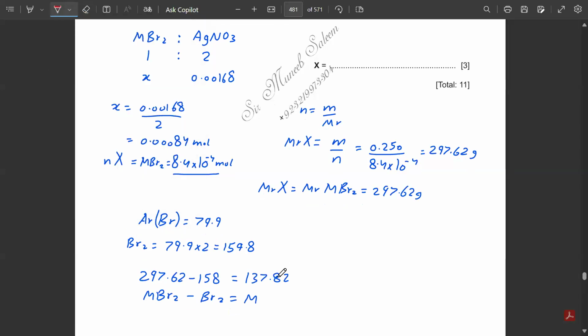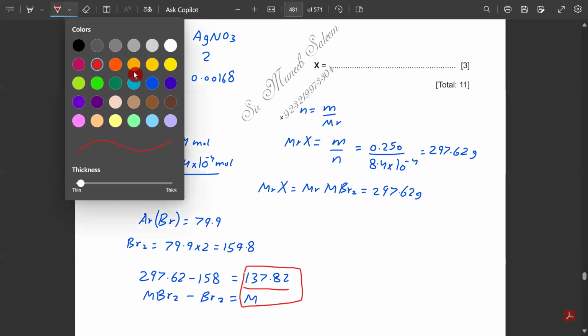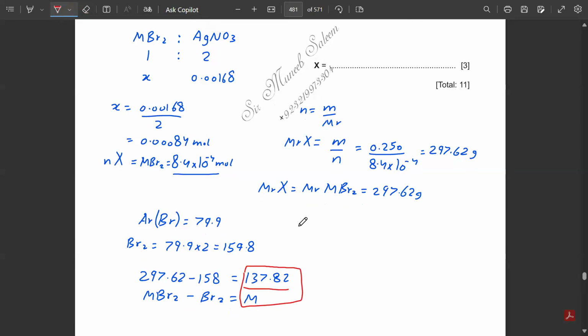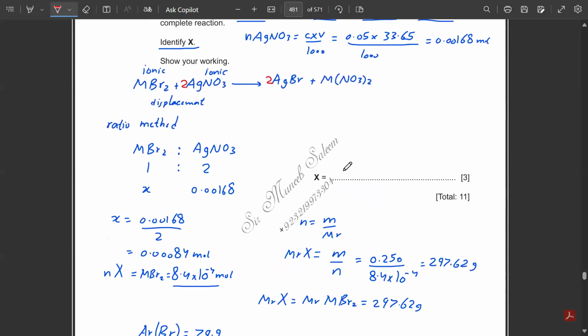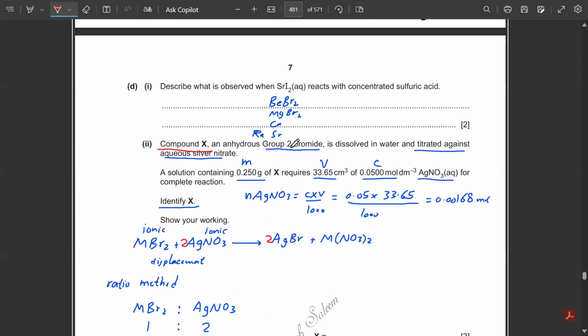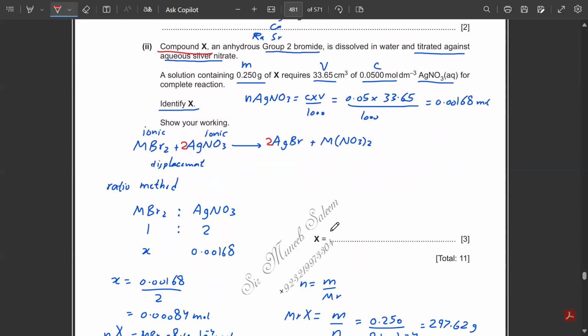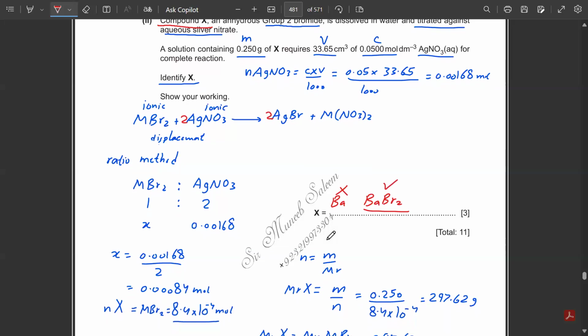Now that's the relative atomic mass of the metal M. Metal M mass is 137.82. Now when you check from your periodic table, you'll find that this value matches with barium, whose value is 137.3. Close enough, 137.3 relative atomic mass. So this will be the barium element in the compound X. We are supposed to write the compound X because it's stated compound X, which had group 2 bonded with the bromine. So you do not write barium here. That will become wrong. You will write barium bromide, BaBr2. Now that's the right answer. Barium bromide, because that's a compound. So that's the answer of this question.